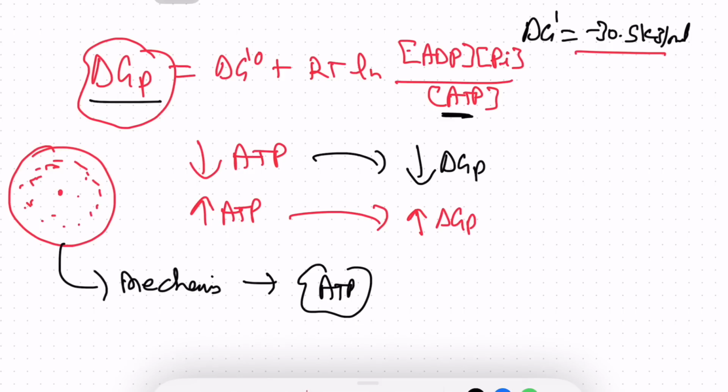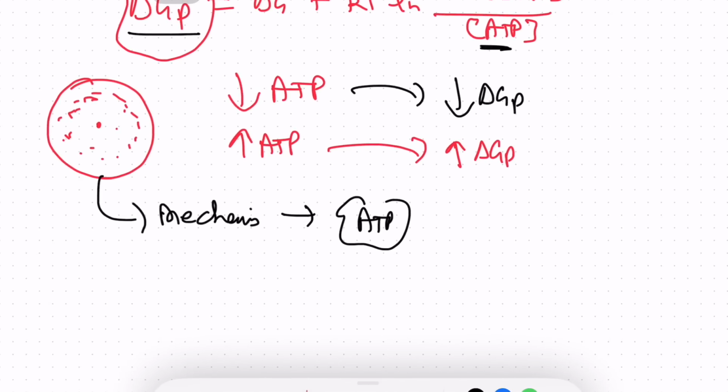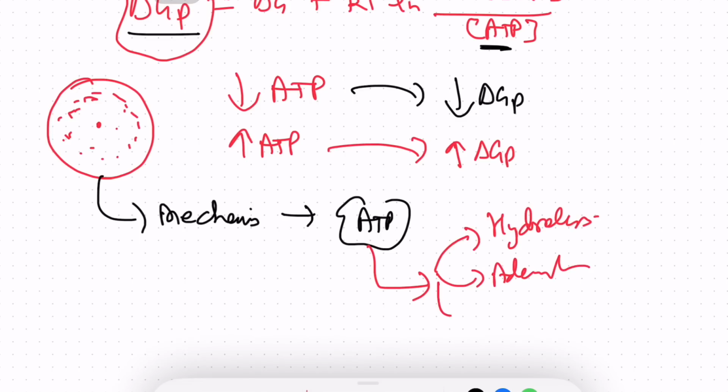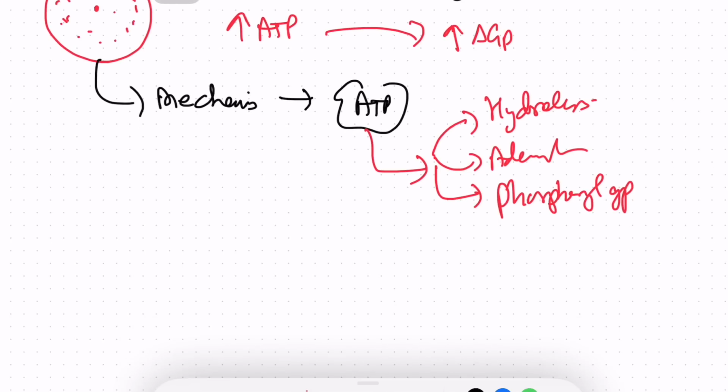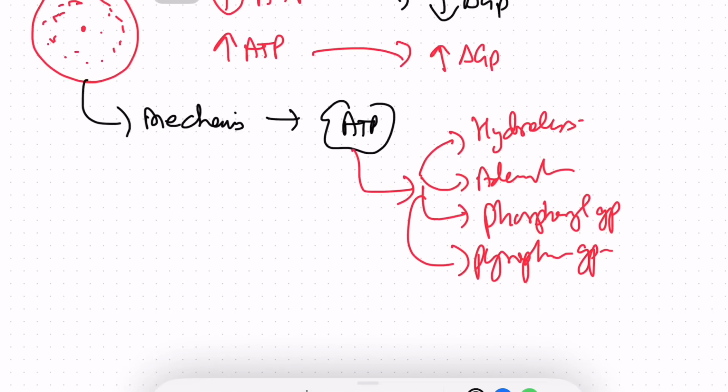Hopefully it is clear to you what a group transfer reaction is. Keep in mind that in the case of ATP you can have hydrolysis reactions, adenylation reactions, phosphoryl group transfer reactions, and pyrophosphoryl group transfer reactions. All these points we have discussed.